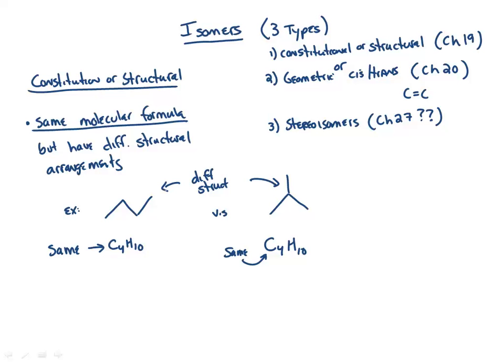And because they have different structures, they also have different names, meaning one is called butane, one is called 2-methylpropane. A good way to check to make sure that you've named all the isomers for a compound, or that you really have pictures that are different instead of pictures that are really the same, is to name them all. And so if they have a different name, then that means they really are different molecules. If they have the same name, then that means they're the same molecule.